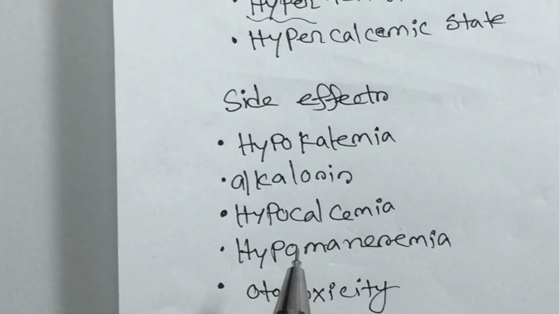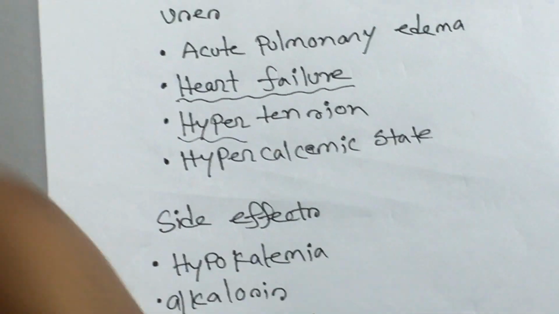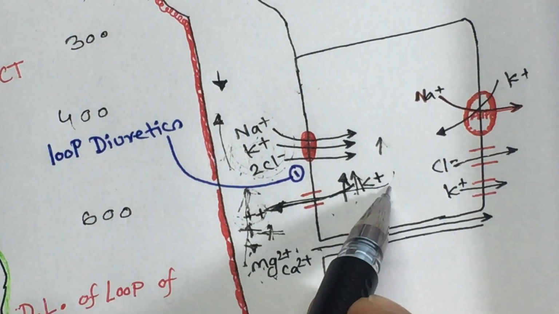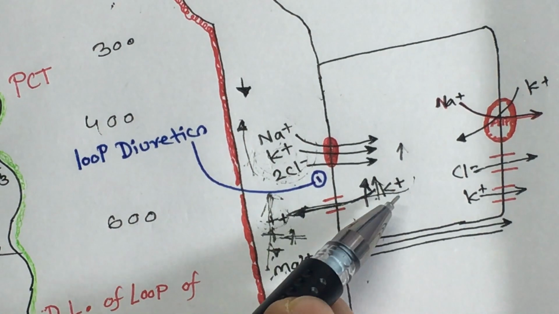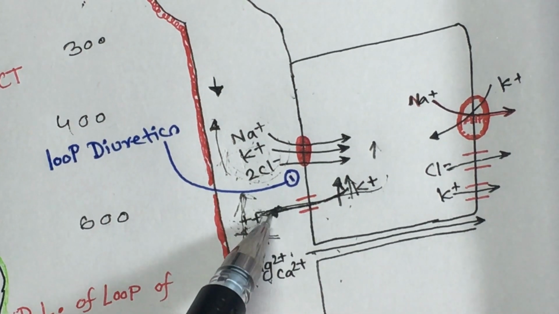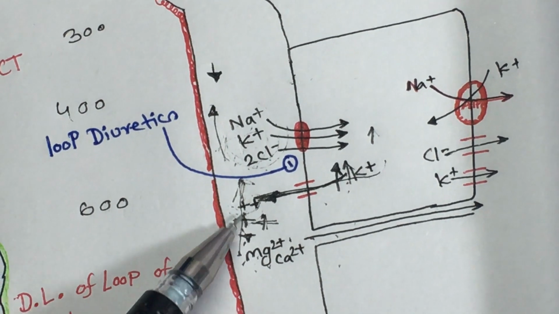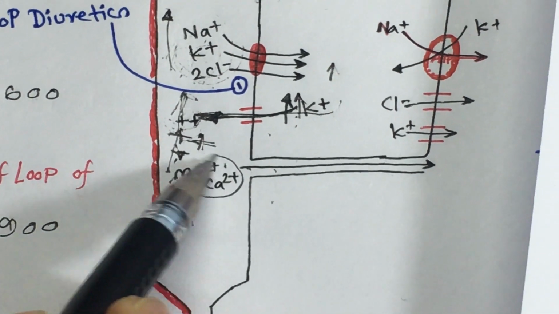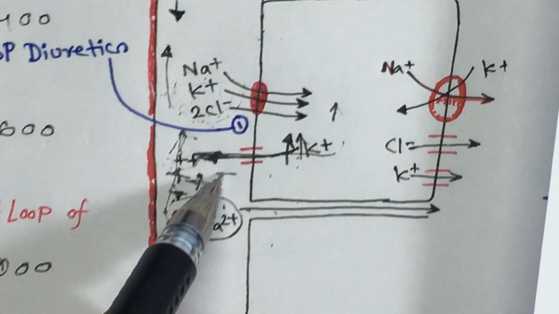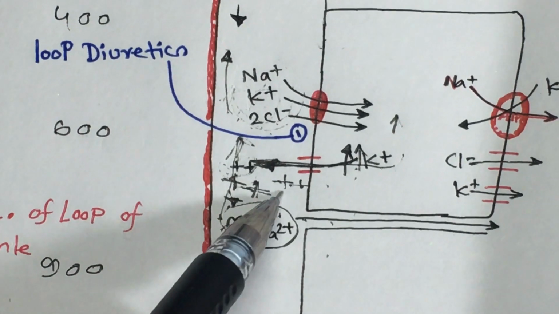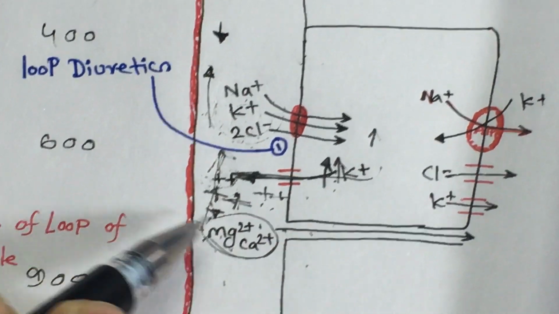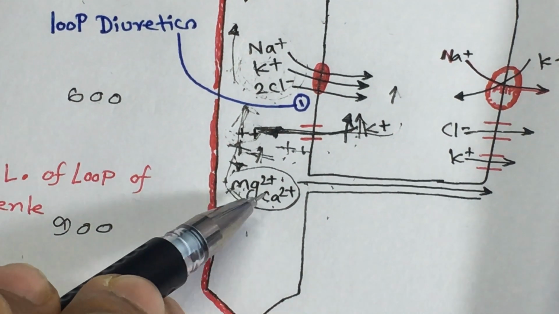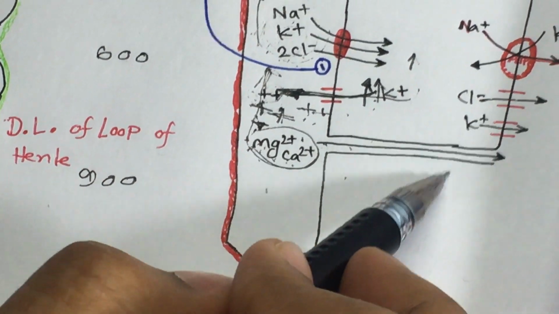Can use this drug in hypercalcemic state. How? If we inhibit this transporter, potassium will not be reabsorbed. That means intracellular potassium will not be too high. Then no more potassium will come into the luminal area, and this potassium will not refill there. Because the luminal area potassium is too low, that means positivity is low, so it will not force this magnesium and calcium ion to be reabsorbed through this paracellular route.